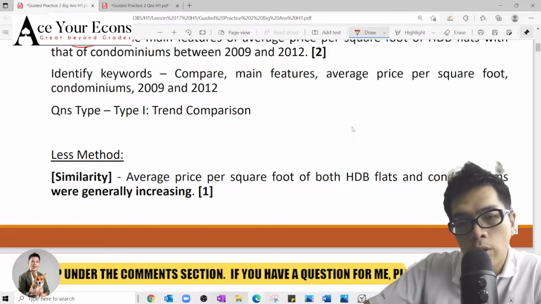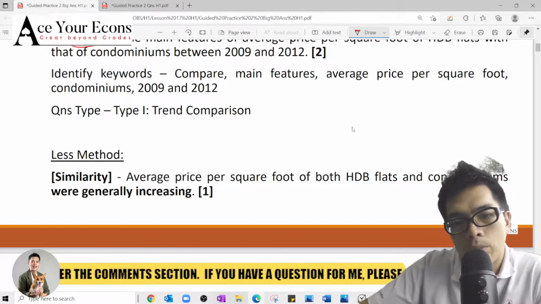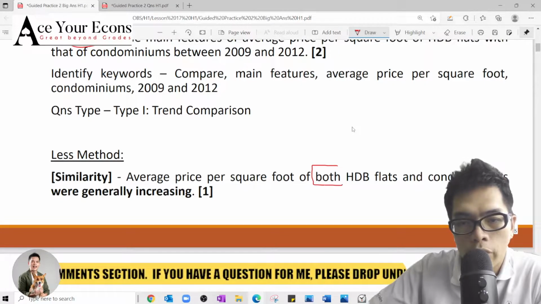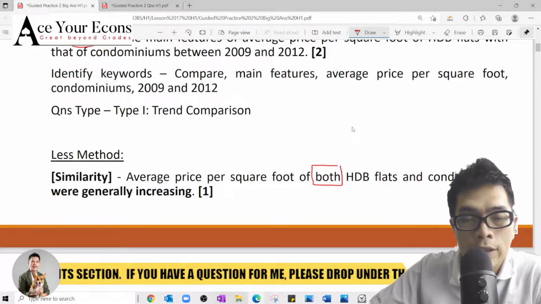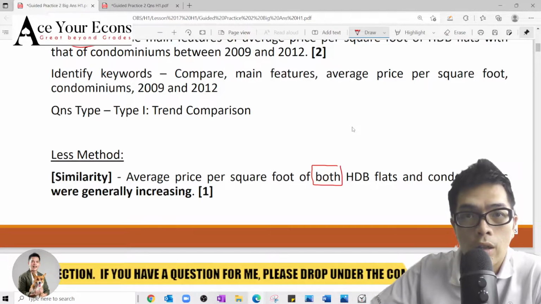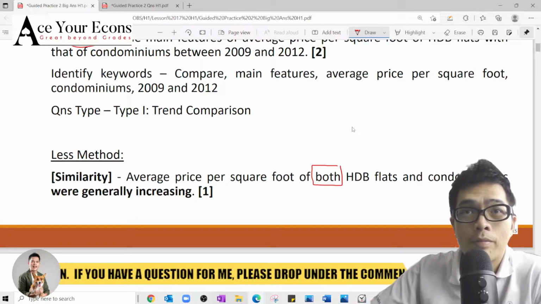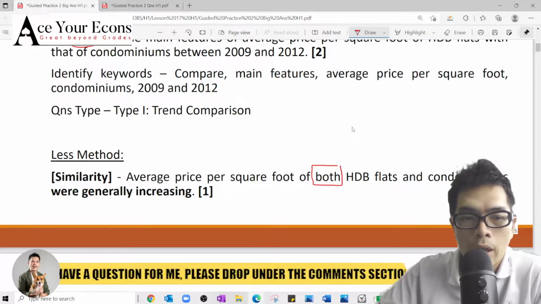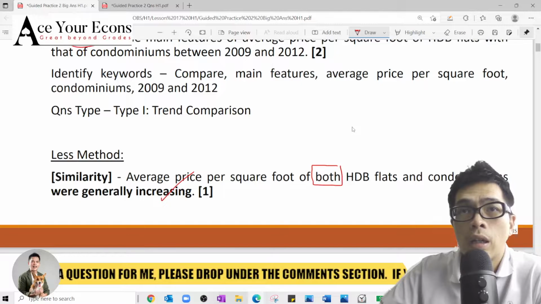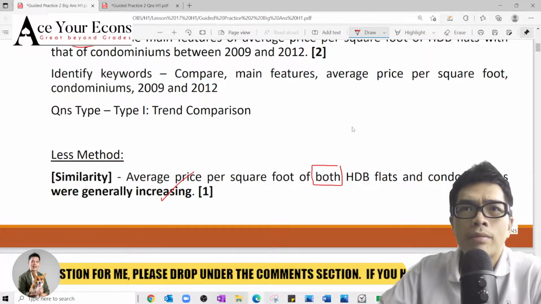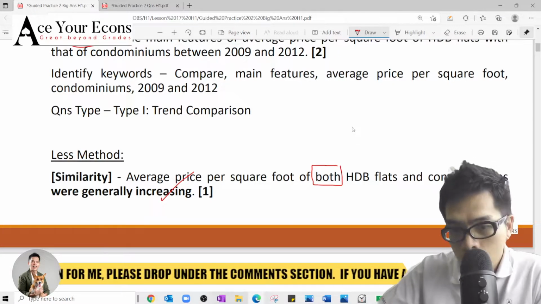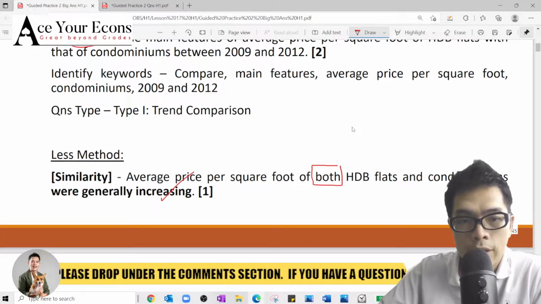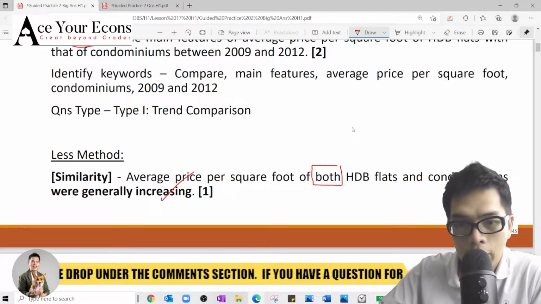So the keyword that I'm looking out for, for similarity, would be both. I'm so sorry, I forgot to bold the keyword both. If you don't have both in your answer, I'll mark you wrong. So please be really careful for trend questions such as this, and tell me that they are generally increasing. If you put generally increase, I will accept. But I would like you guys to omit all the numbers. I do not need to see any numbers. No need to say $10,000, $5,000. No need.